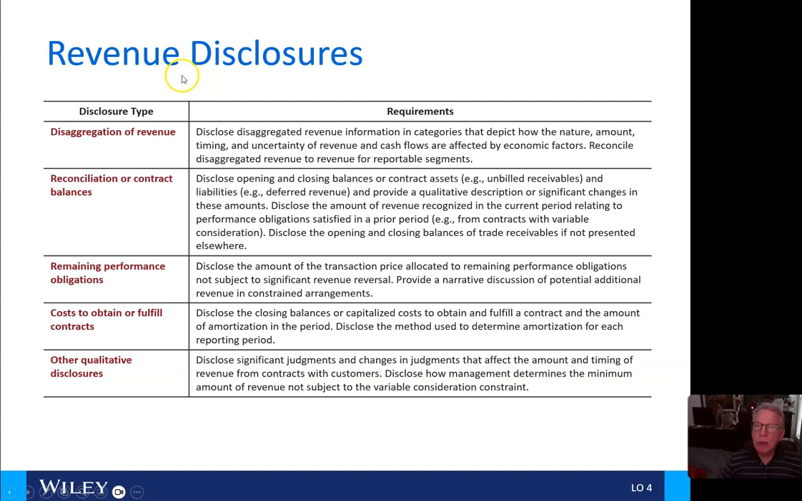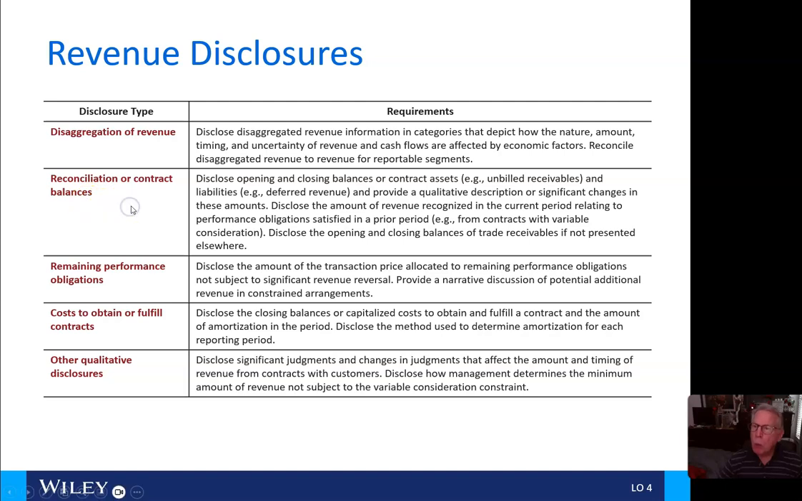So, here are the categories of revenue disclosures. Here is a disaggregation of revenue. Here we're going to disclose disaggregated revenue information in categories that depict how the nature, amount, timing, and uncertainty of revenue and cash flows are affected by economic factors. Reconcile the disaggregated revenue to revenue for reportable segments.